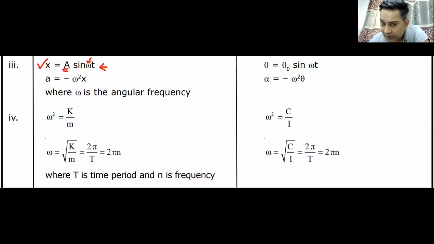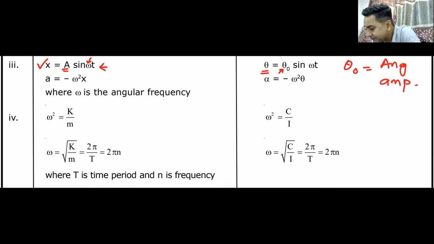In case of angular SHM, we can write theta, the angular displacement, is equal to theta naught sine omega t. Theta naught becomes angular amplitude. Do we understand the meaning of angular amplitude? It is the maximum displacement in terms of angle on either side. Do we understand this? Yes, sir. Omega is the angular frequency and t is the time.